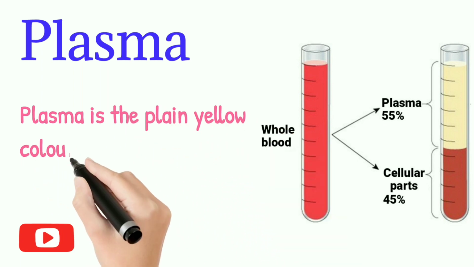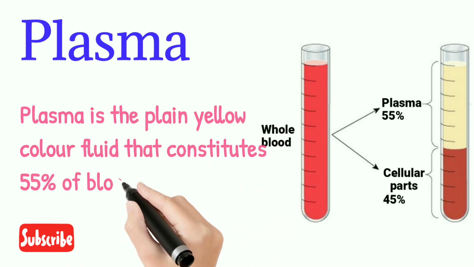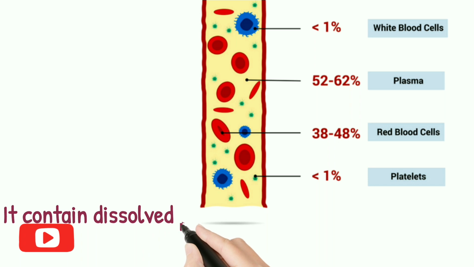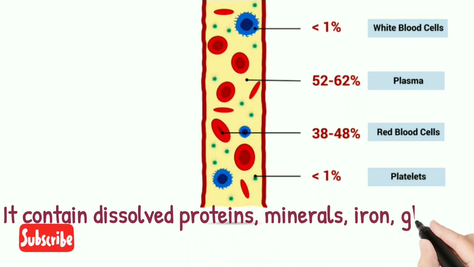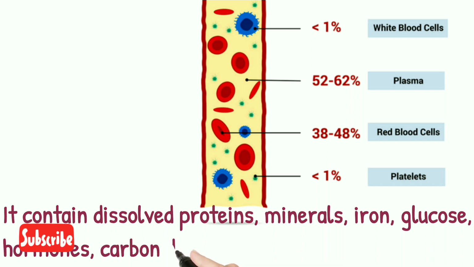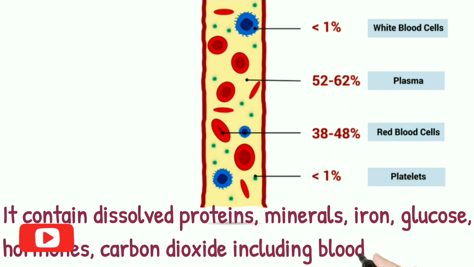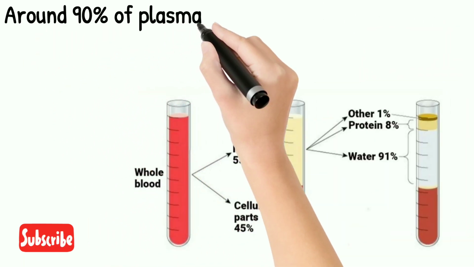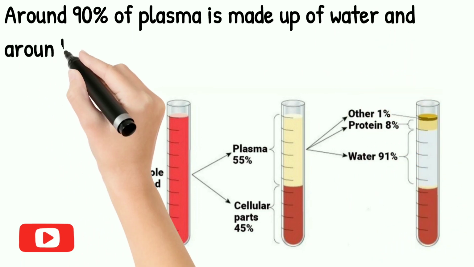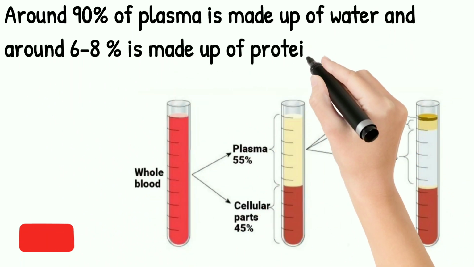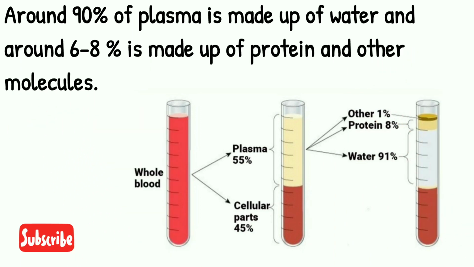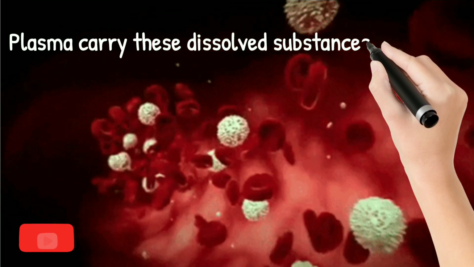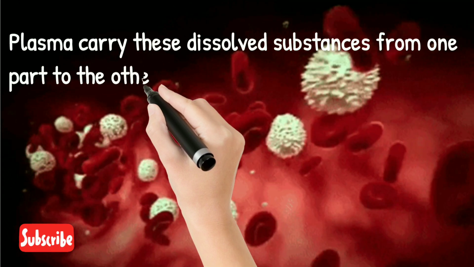Plasma. Plasma is the pale yellow fluid that constitutes 55% of blood. It contains dissolved proteins, minerals, iron, glucose, hormones and carbon dioxide, in addition to blood cells. Around 90% of the plasma is made up of water and around 6 to 8% is made up of protein and other molecules. Plasma carries these dissolved substances from one part of the body to another.